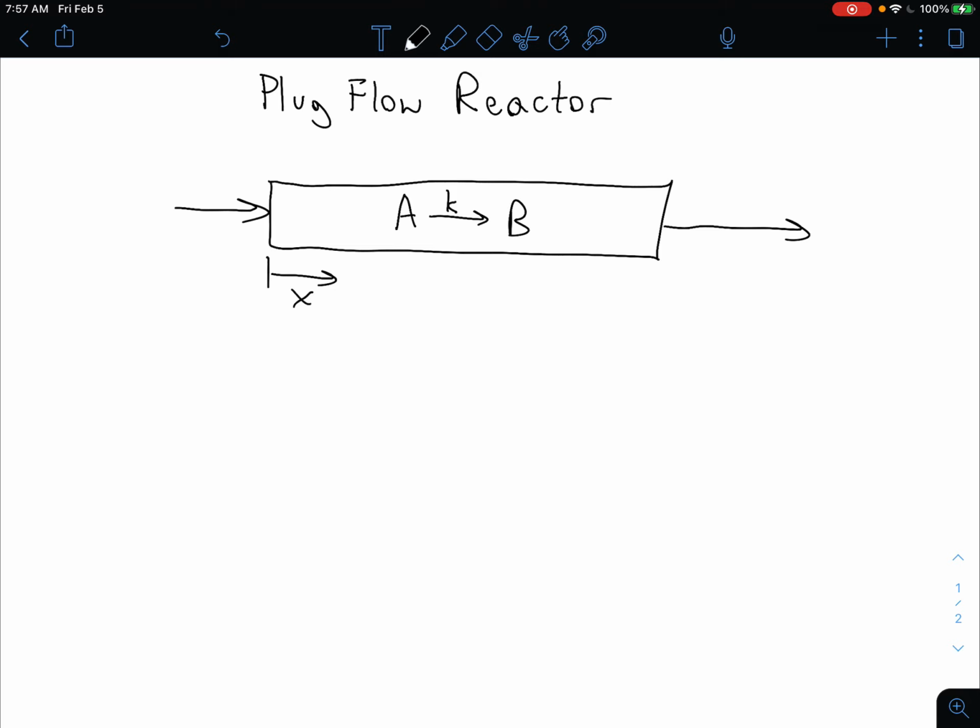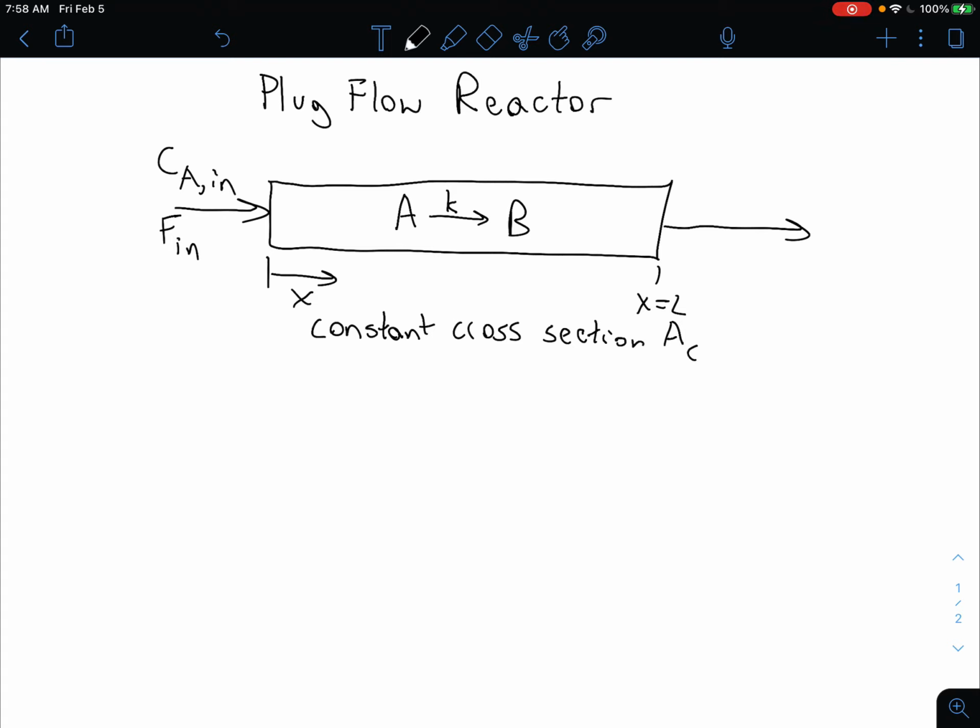I'm going to define a coordinate system where x starts at the left side, so x equals 0 at the left side, and the length is x equals L on the right. I'm going to assume that the tube has a constant cross-sectional area, which I'm going to call A sub C. I'm going to assume that A, being the reactant, flows in the fluid that enters at x equals 0, and that there's no B in this fluid.